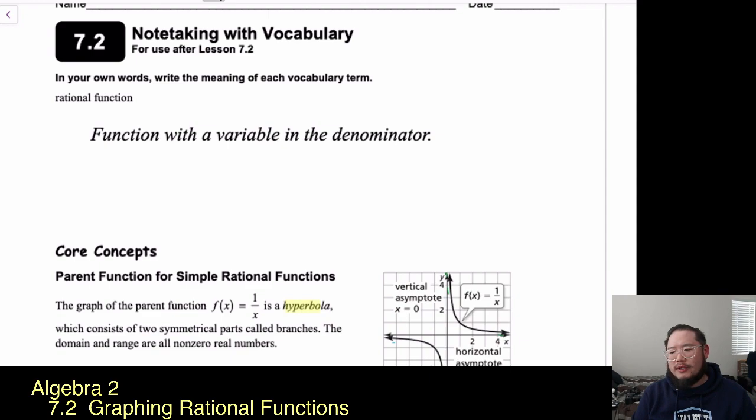Okay, so when we're dealing with rational functions, you are looking at a fraction, and specifically, you're looking at a function with a variable in the denominator. So you're going to be seeing x in the denominator a good majority of the time. What makes these rational functions so special is that we call them a hyperbola.